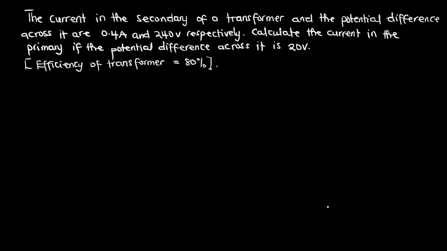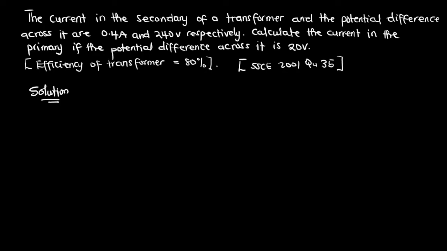So over here we have the current in the secondary of a transformer and the potential difference across it are 0.4 amperes and 240 volts respectively. We are to calculate the current in the primary if the potential difference across it is 20 volts. Remember that the efficiency of the transformer is 80%. Okay, actually this is the SSE 2001 question number 35. All right, objective question. Okay, then again, like I said, let's look at the solution to this problem.